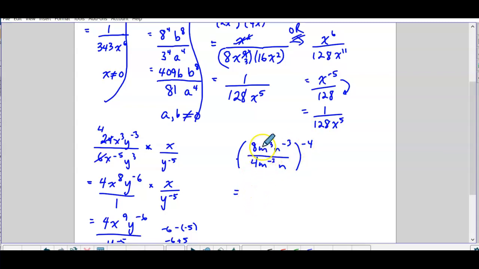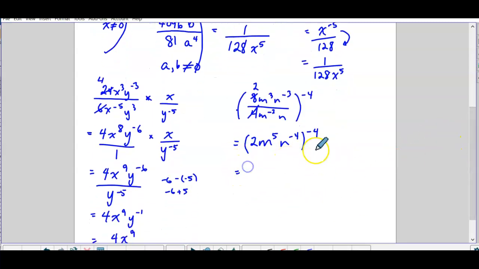I think what I might do is inside the brackets to follow the order of operations. So 4 goes into 8 twice. M cubed divided by m to the negative 2. Well, you're subtracting a negative, which is like adding. And then n to the negative 3 divided by n to the 1 is negative 4. Okay, and then now, to make that positive, I'm going to go 1 over 2m to the 5th, n to the negative 4, to the positive 4.